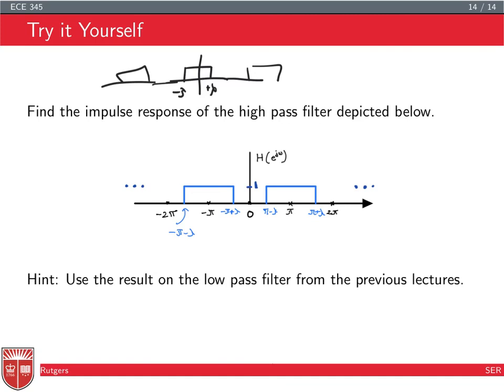So here the question is to find the impulse response of the high pass filter. You can see that this one here is a shifted version of this one here, right? So what I want you to do is apply the frequency shift formula, since it's shifted in frequency, and use the result from the previous lecture to find the impulse response of a high pass filter.